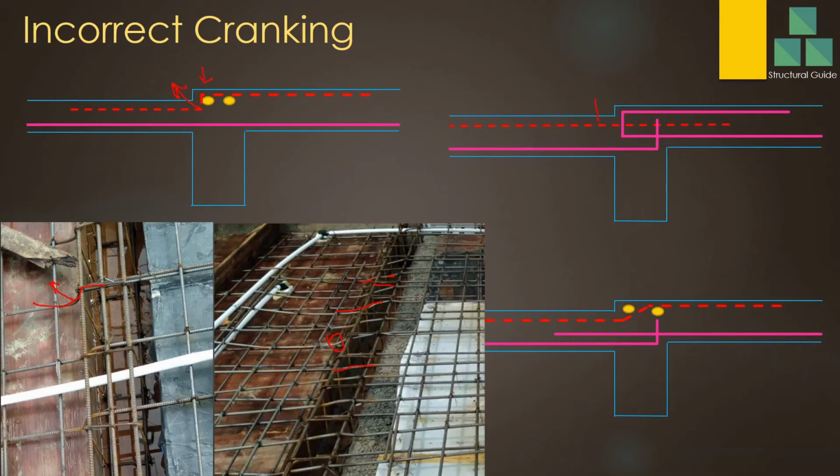Or else, as we discuss here, you have to crank the reinforcement like this. Cranking can be possible. The bottom reinforcement bar you can send like this. This bar, if there is a level drop there and you can't crank it, you can bend like this. Now here is the correct way of cranking.